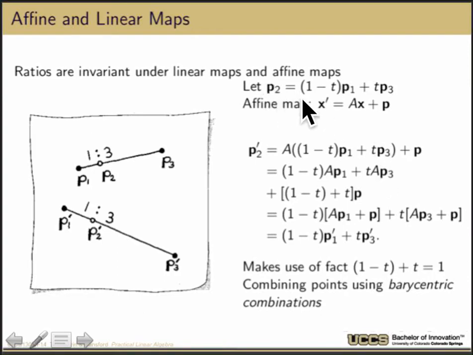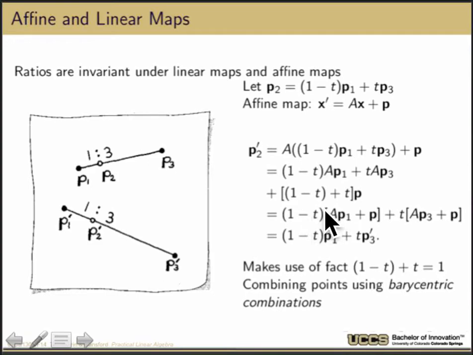So if you remember, we can think about a parametric representation. I can go from one point to another, from P1 to P3, as I vary t from 0 to 1. And if I let P2 equal that, after an affine map, I can look at what that'll be. It's just X prime after the affine map will be AX plus p. If I put in this representation and I map each of the points, I'm going to get (1 minus t) times P1 plus t times P3 plus p.